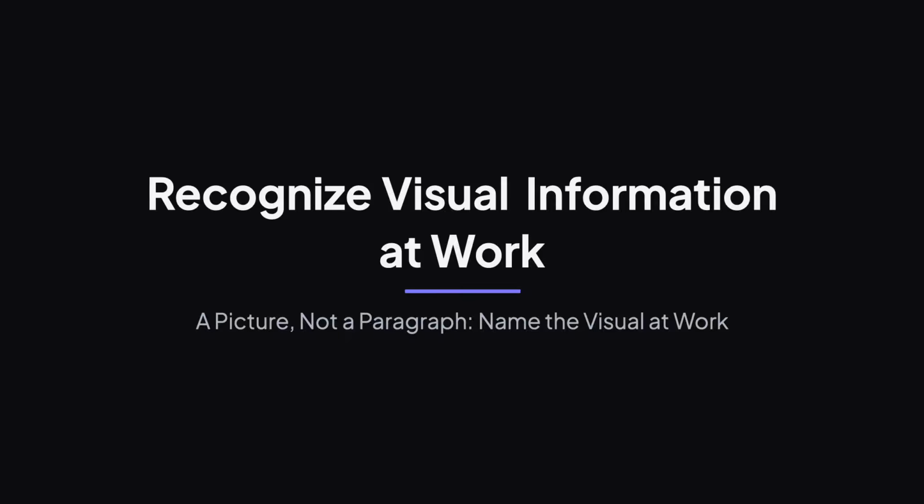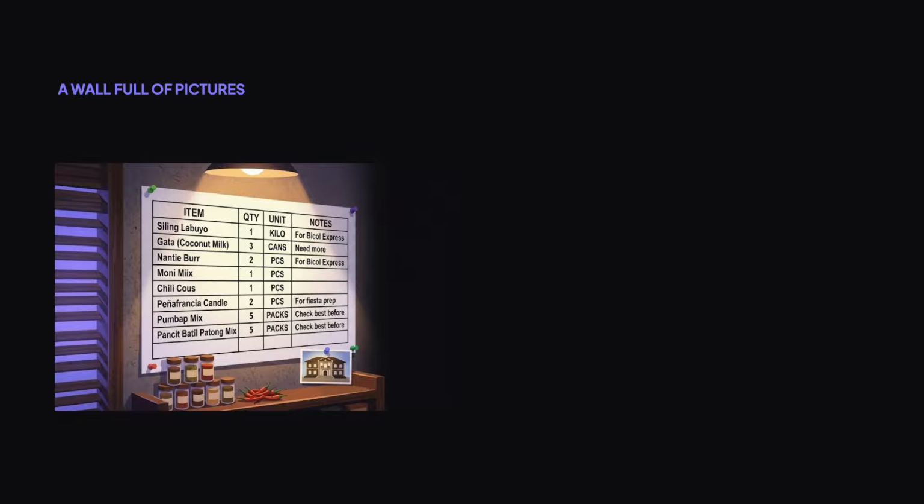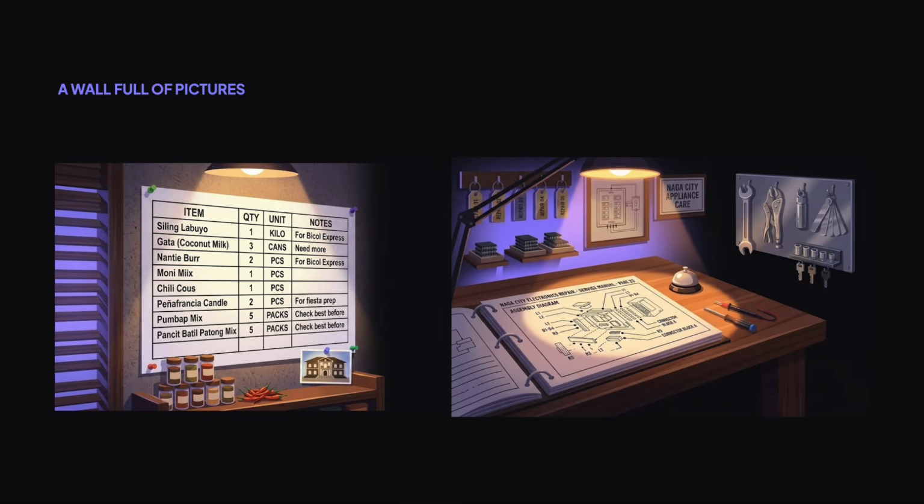For this lesson, we will be recognizing visual information at work. Let's assume Oscar starts his shift in a restaurant kitchen in Naga City. A new sheet of rows and columns hangs on the wall, just like the one that you see on the screen. Next door, a mechanic's manual shows lines and dots, not sentences. At work, much of what you need to know is a picture.